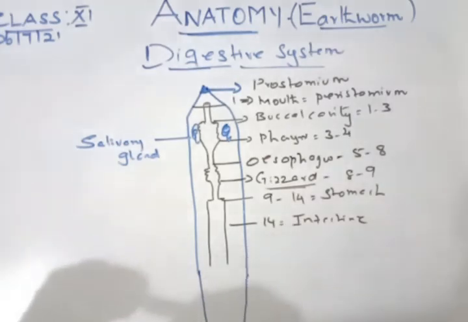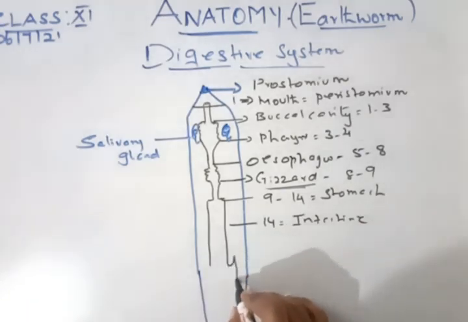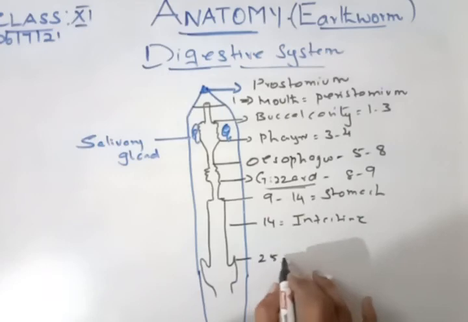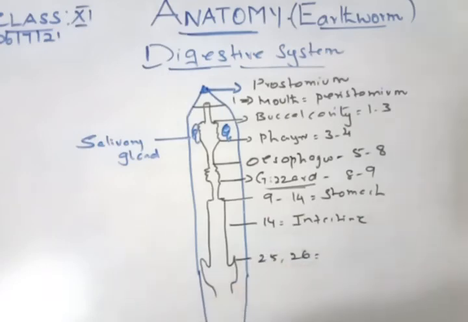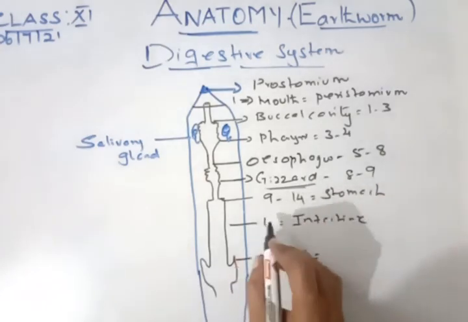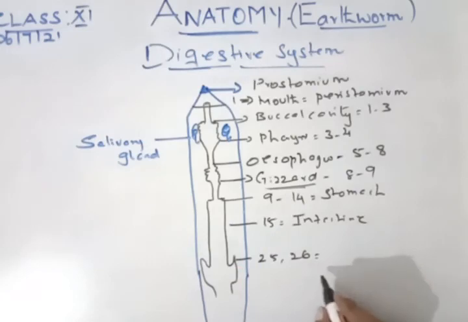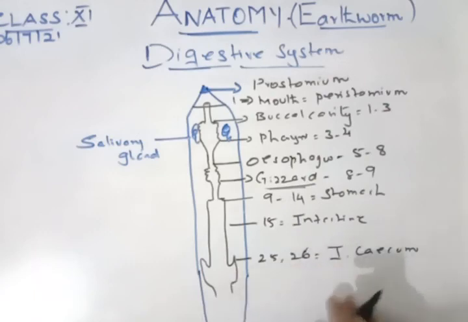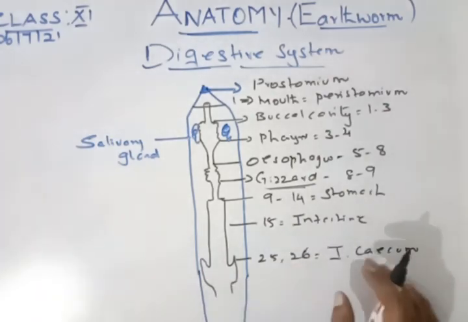So anus in the earthworm is the end part where the undigested food will be located. Clear? So now in between it is having one more additional segment like this. This additional segment is on the 25th, 26th segment. Actually up to the 14th segment is stomach, so that means intestine will begin from the 15th segment onwards. Okay, then on the 25th and 26th segment we have got the intestinal cecum. Intestinal cecum will be there, and this is for secretion of an enzyme called amylase.